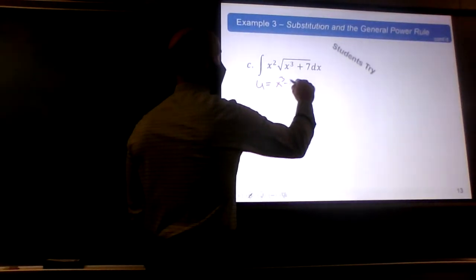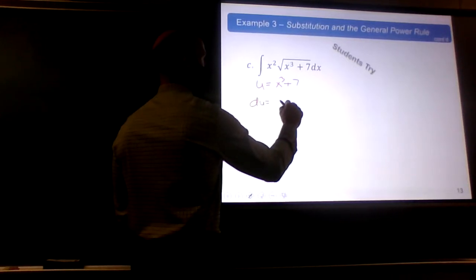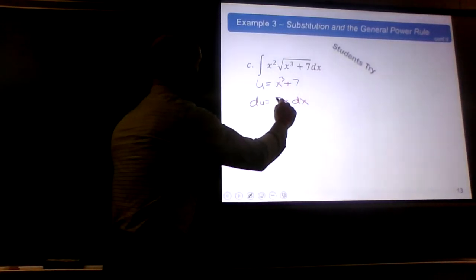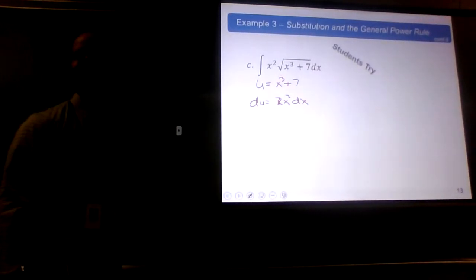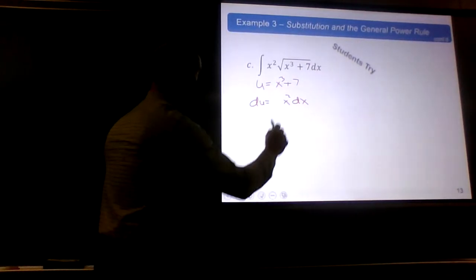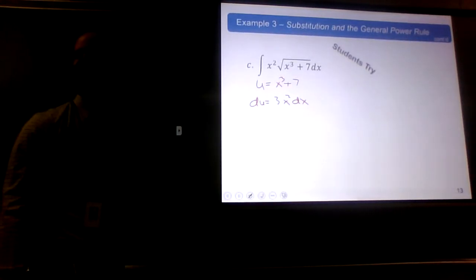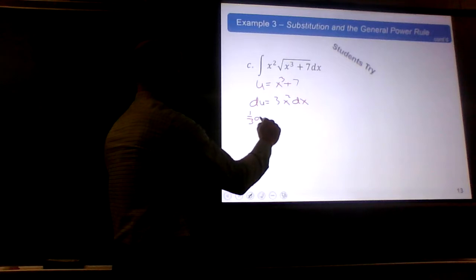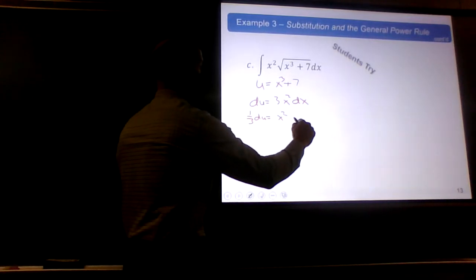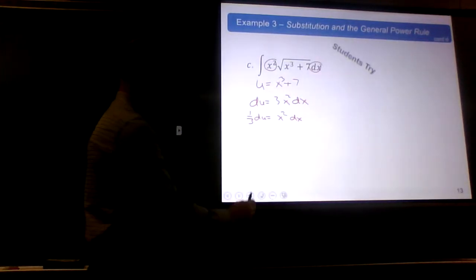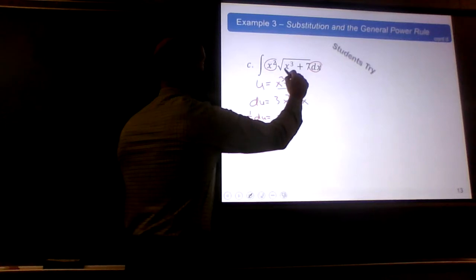U is x cubed plus 7. What's du? It'd be 2x dx, right? The derivative of, 3x squared. Sorry, not 2x. Sorry. That was bad. But we have a problem here, don't we? There's no 3 up there. So what are you going to do? Yeah, divide both sides by 3. So you'd have 1/3 du is equal to x squared dx. That's going to go in for this. And then we're going to put this in for u.